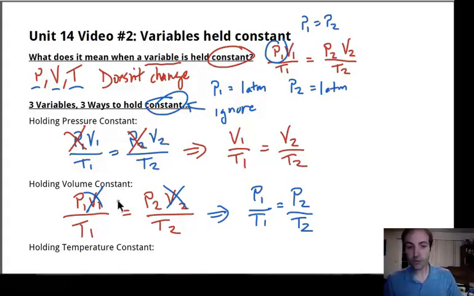So at this point, you should be able to figure out what the final equation should look like. So what I'd like you to do is, right now, think about what does it mean if temperature is held constant? How will the combined gas law change if temperature is held constant? So pause the video and see if you can determine what the equation is going to look like on your own. Okay, so pause it and try.